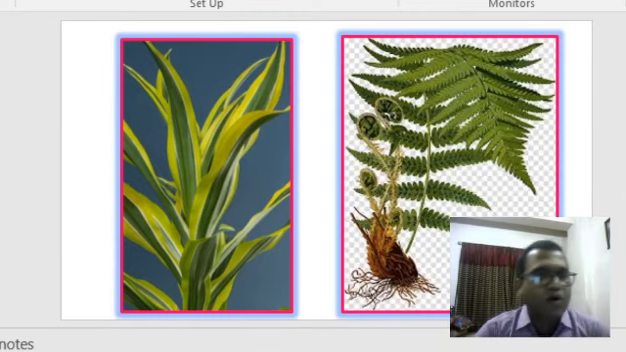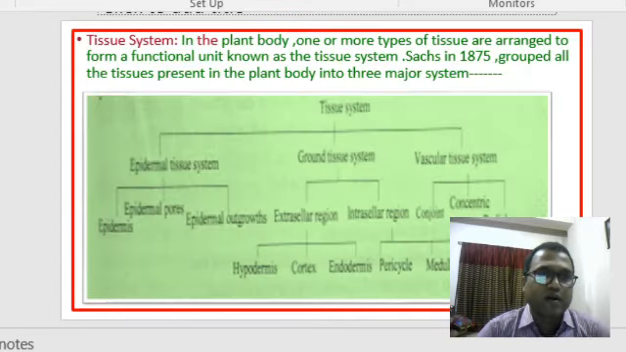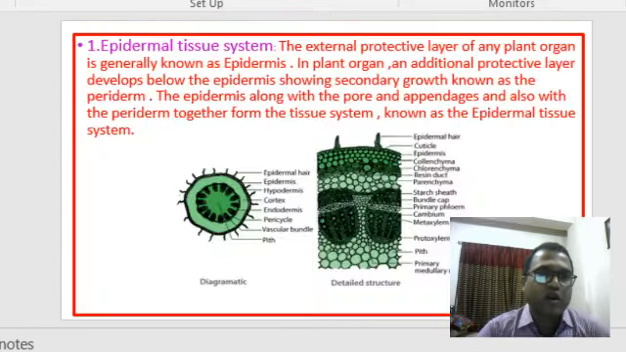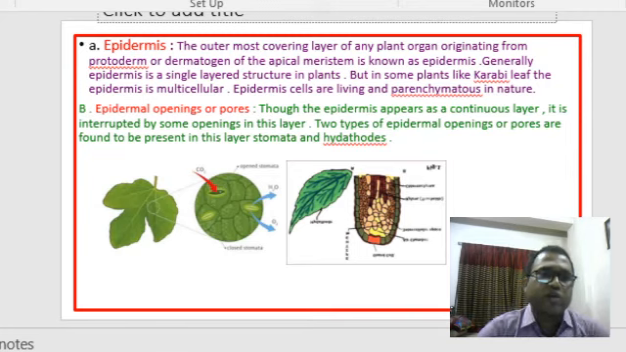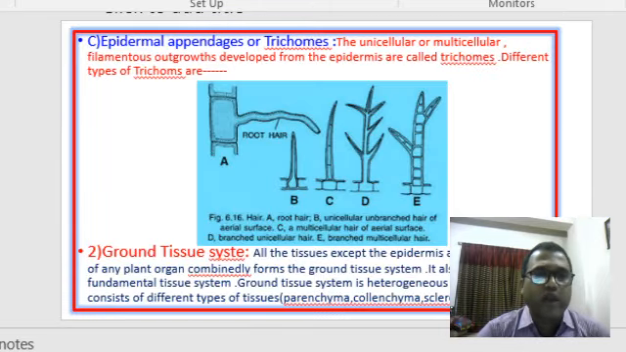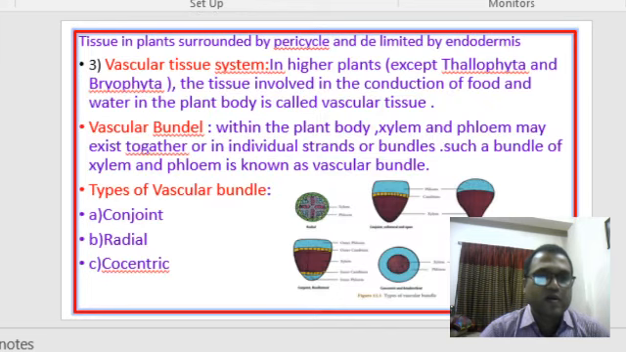So from this class, we can learn about different types of tissue system: epidermal tissue system, what is epidermis, what are epidermal openings or pores, epidermal appendage or trichome, ground tissue system, vascular tissue system, vascular bundle, different types of vascular bundle, and examples of different types of vascular bundle.